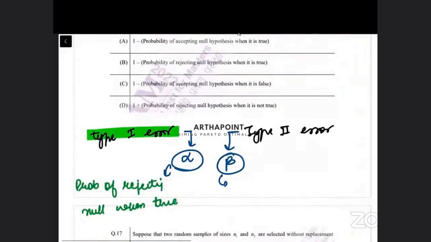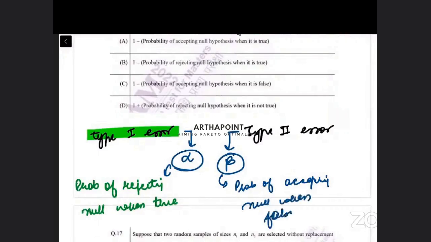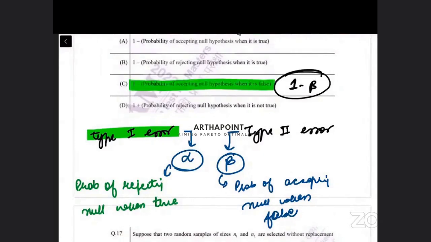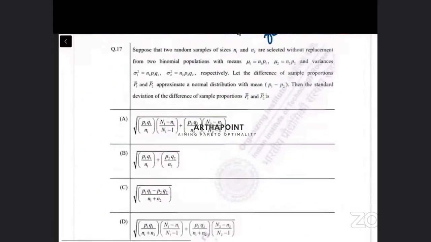So beta is the probability of accepting null when false. And the power of the test is 1 minus beta. So this is the power of the test. So it is 1 minus probability of accepting null when false. Okay, come to the next question.